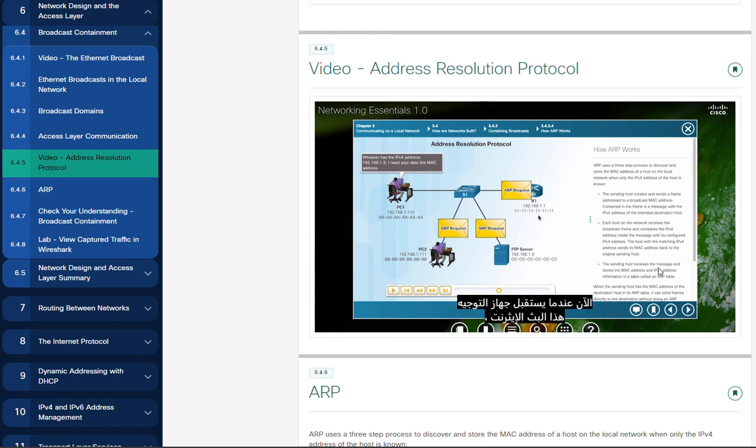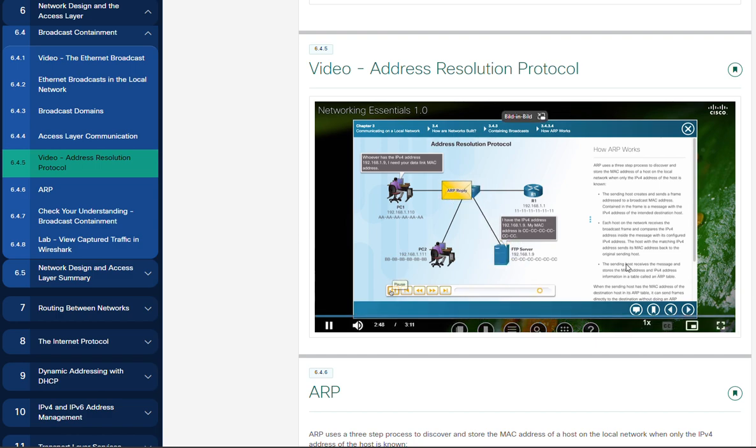Now, when the router receives this Ethernet broadcast, it will not forward it out other networks. So the Ethernet broadcast, this ARP request, stays on this network. As we can see, the ARP request goes to everyone, and the FTP server says, hey, that's my IPv4 address you're looking for. I'm going to send you back an ARP reply with my MAC address.